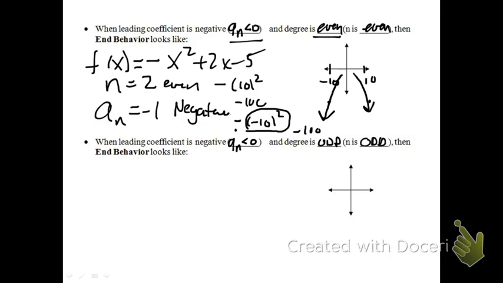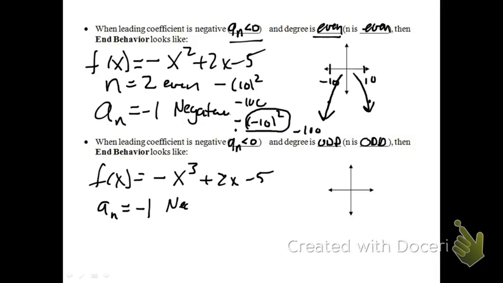An example might be the following. Let's do f of x equals negative x to the third plus 2x minus 5. Here I have an a sub n value that's negative 1. That's negative. That's the important thing here. The leading coefficient's negative. The n value, the degree, is 3. So it fits that case where it's odd. Well, let's see what goes on here.